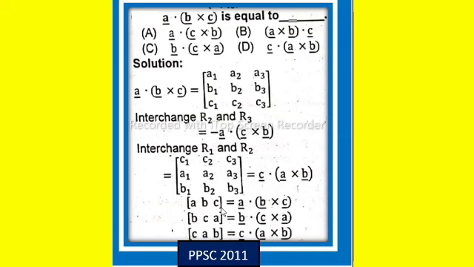ABC is equal to A vector dot into B vector cross C vector. CAB is equal to B vector dot C vector cross A vector. CAB is equal to C vector dot into A vector cross B vector.